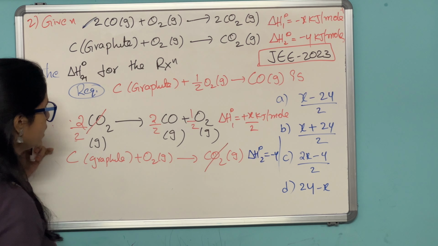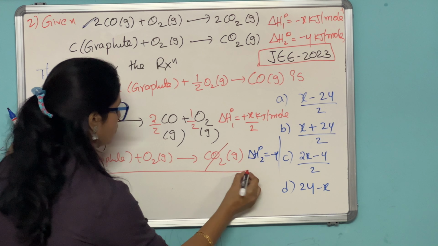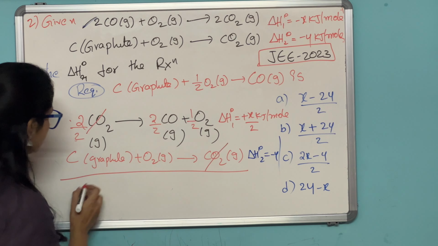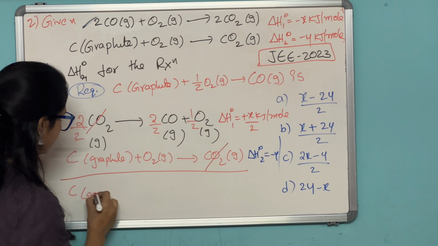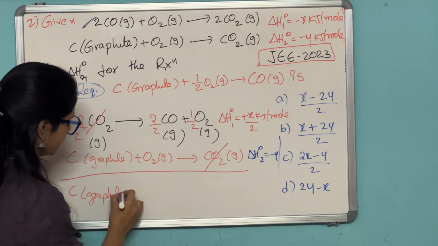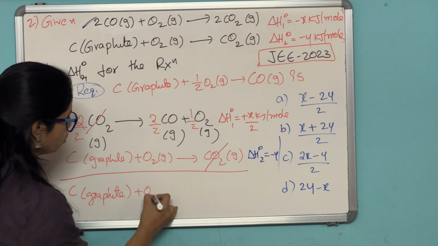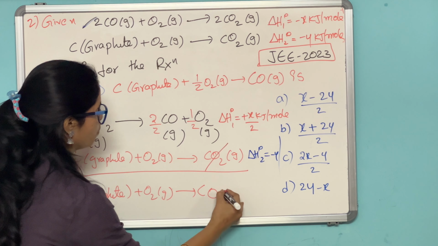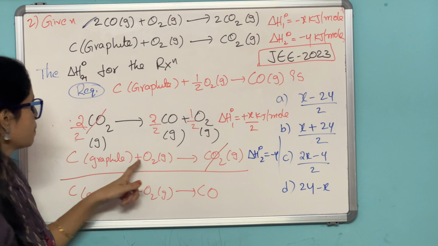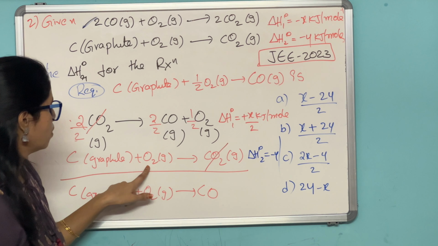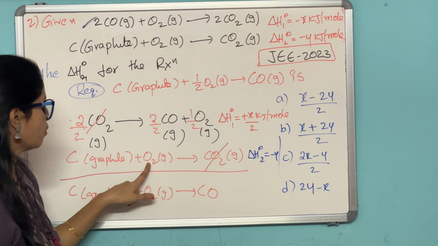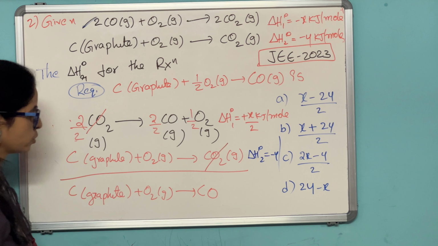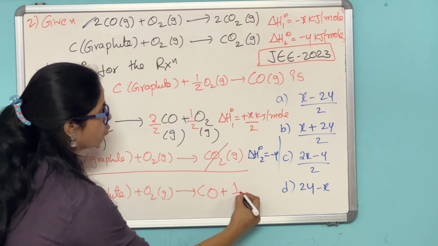Okay. Now here C graphite, what is our required? Look, check whether we get our equation or not. Plus O2 gas gives rise to CO. Here what you have to do? C plus O2. Here one molecule of oxygen and half molecule of oxygen, 1 minus 1 by 2, so you will get half O2 gas.